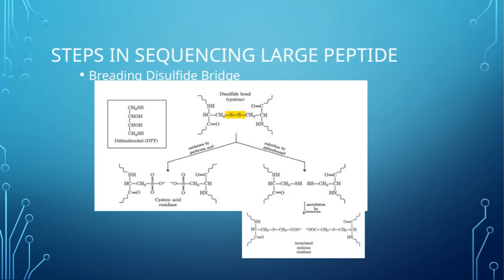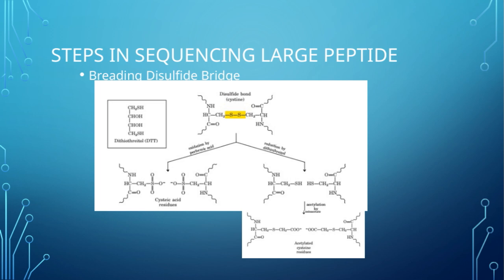Let's talk about breaking disulfide bridges, which are important in stabilizing protein structures. When we're sequencing large peptides, one of the key steps involves ensuring these disulfide bonds are correctly identified and preserved. This process helps us understand the peptide's three-dimensional conformation, which is crucial for its biological activity. Now, in the context of sequencing, handling disulfide bridges can be tricky because they can link different parts of the peptide chain, making the sequence harder to interpret.